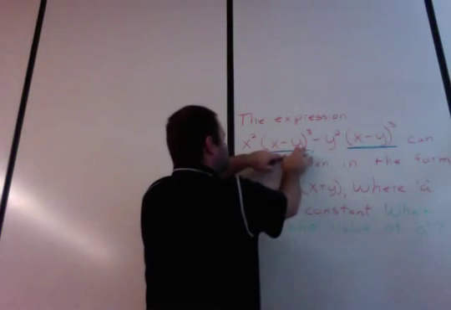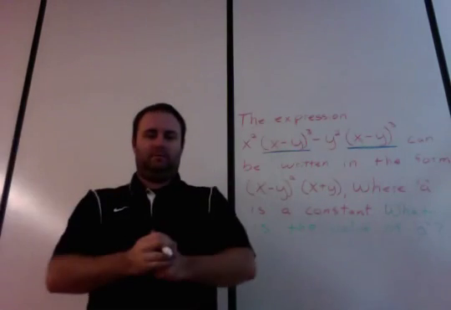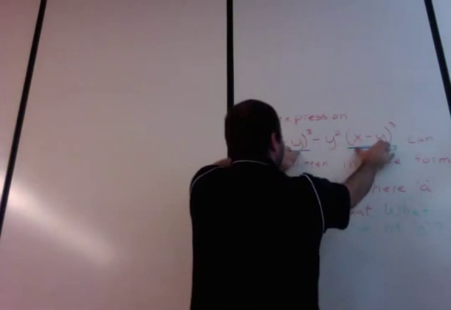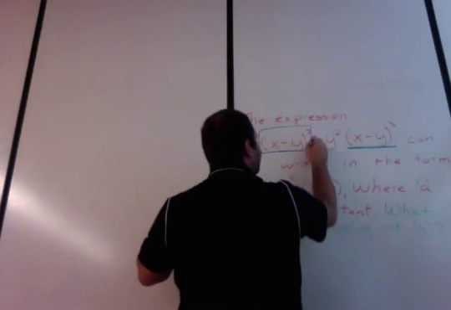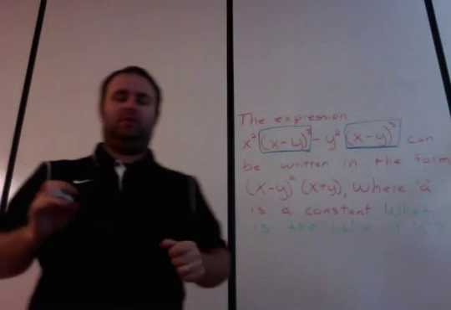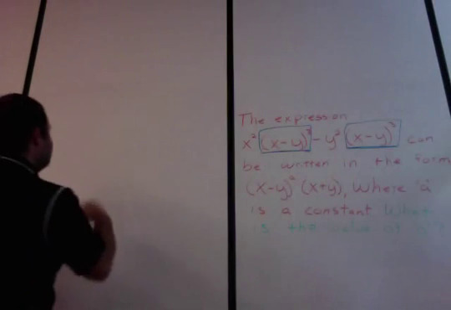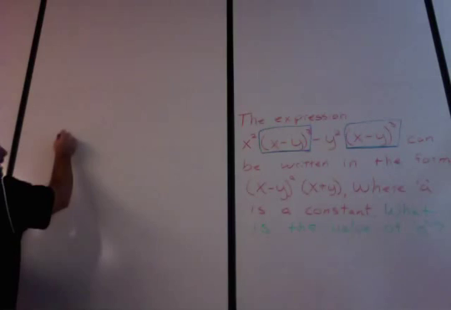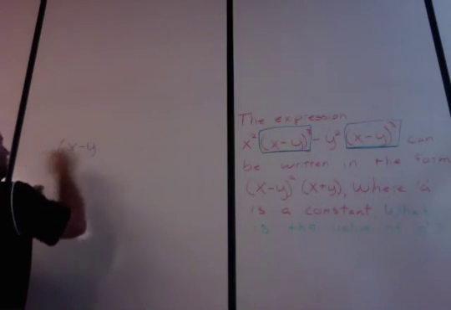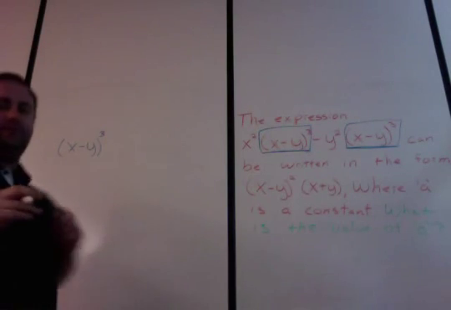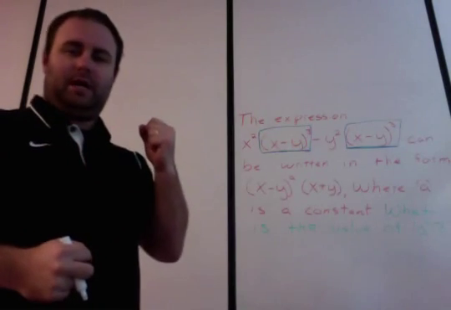So picture x minus y raised to the third as just some other letter. Okay, let's call it z. This is what z is, this whole thing right here. So that is one of the factors. Now what I'm going to do is rewrite this as x minus y raised to the third. That's a factor, the greatest common factor. Pull it up.